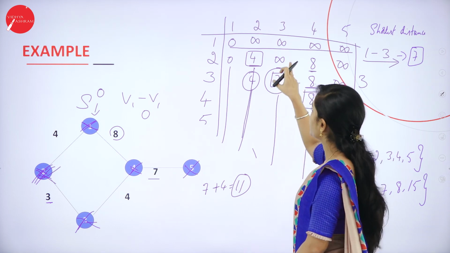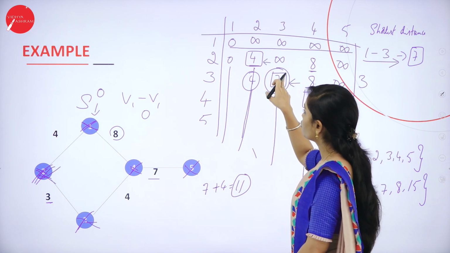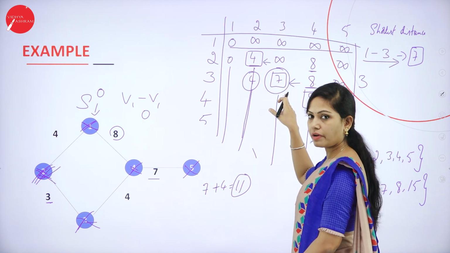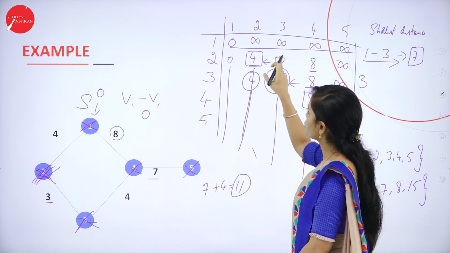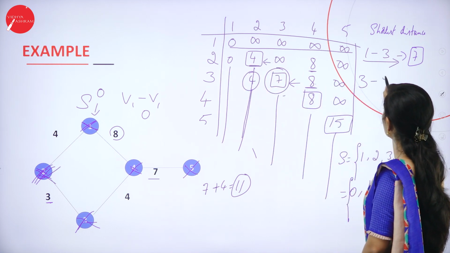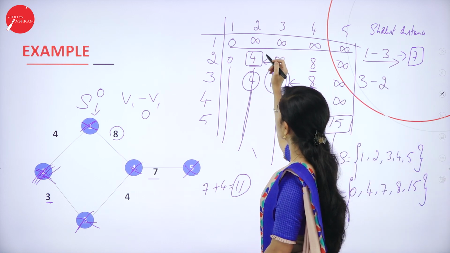So the value is changing from this value to this value. Here it is 7 and here it is infinity. So I can jump to 4 because 4 is the least value than 7, right? So now 7 is changed to 4 because 4 is the least value. So this 4 comes under path 2. And now again I'll jump to the next position.